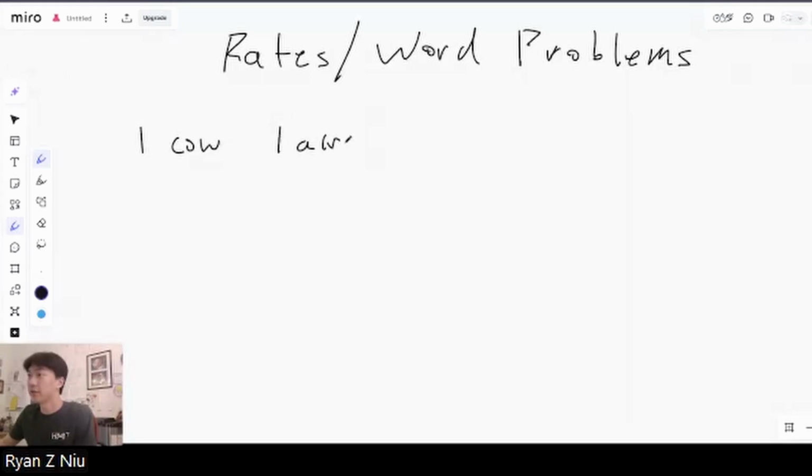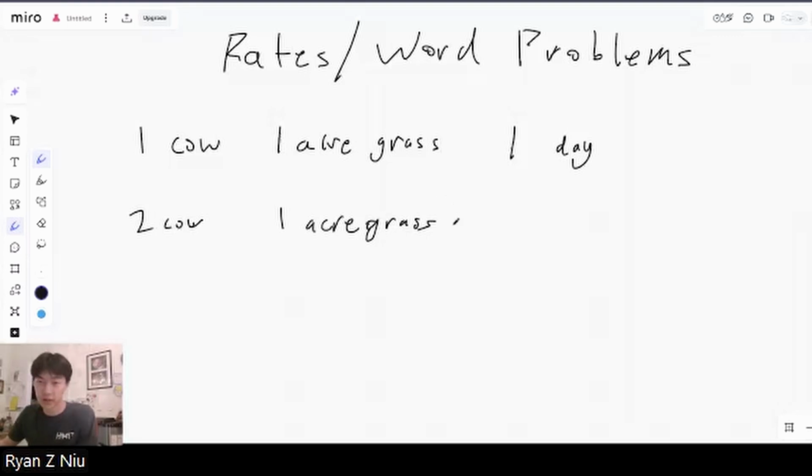1 acre of grass, and we give it one day. And in that one day, it eats all of the grass. And then we say we have two cows, right? And we give them 1 acre of grass. How many days will it take them to finish that acre of grass? And so the simple idea is that, well, we have twice as many cows eating grass, so this 1 acre of grass is going to go away twice as fast. So it'll only take them half a day, right?